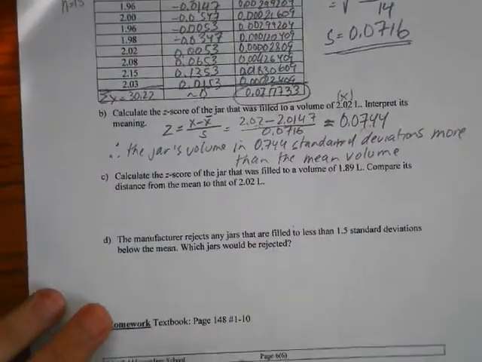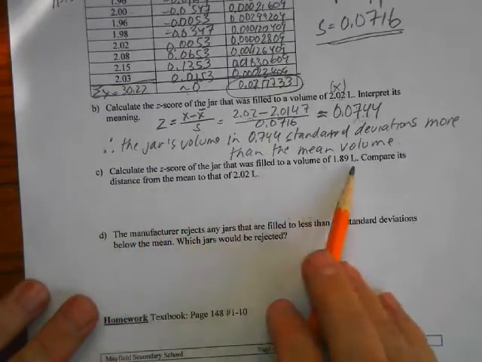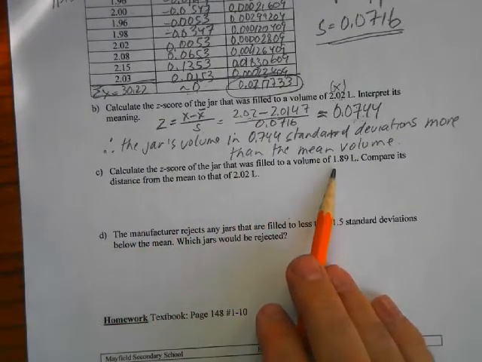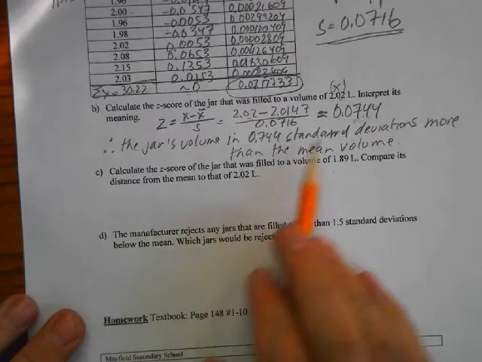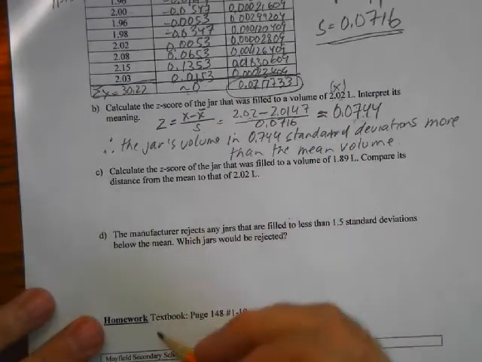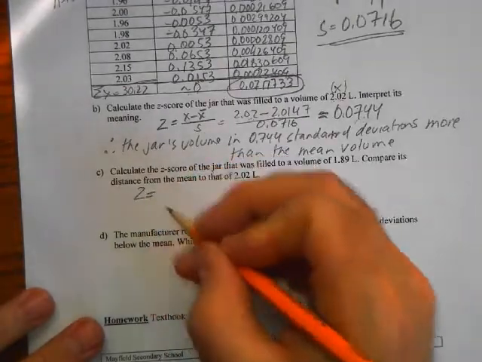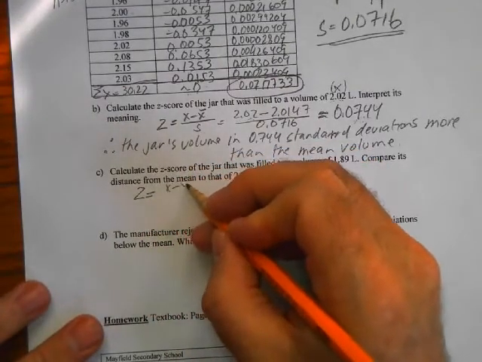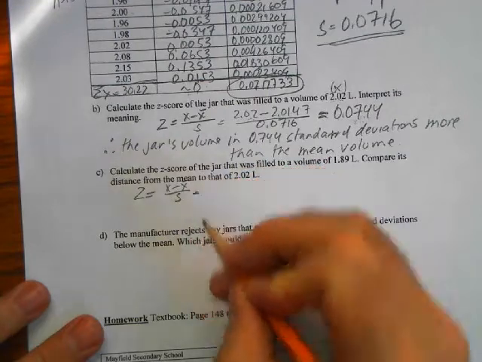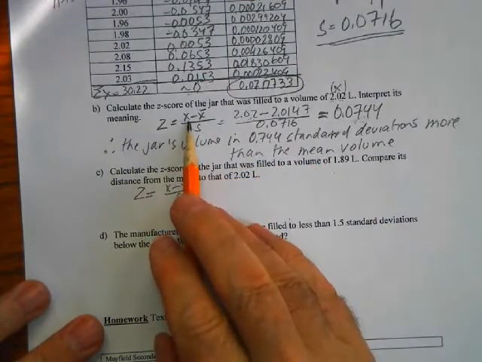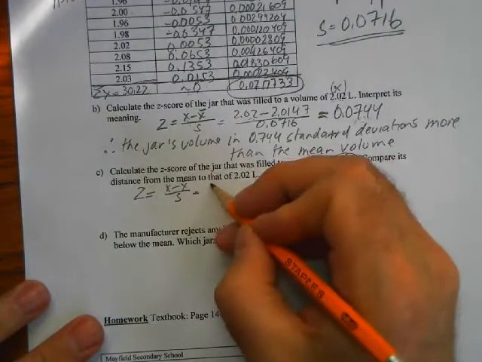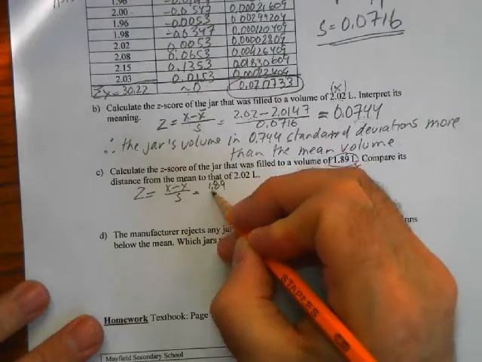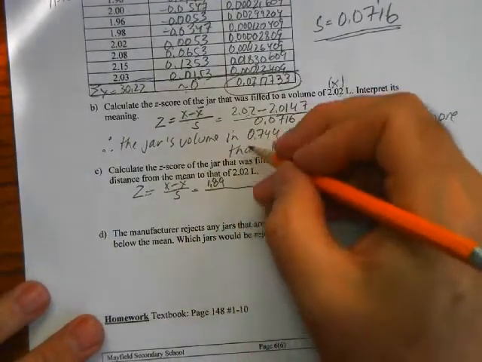Okay, the next question. And now we have a different jar. We want the Z-score of the jar that was filled with a volume of 1.89 liters, and then compare the distance from the mean to that of the 2.02 bottle in part B. So this time, Z equals X minus X bar over S. So everything's the same except we change X to 1.89. So 1.89 minus 2.0147.